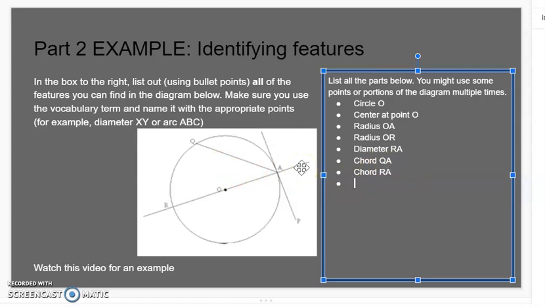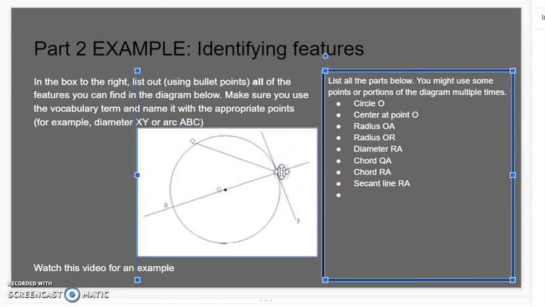So let's think about our tangents and secants. Well, I see a secant line, RA, and I am specifying the word line here just to make it clear that it is extending past points R and A. That is the only secant that we have. You can't use QA because it doesn't extend past it.